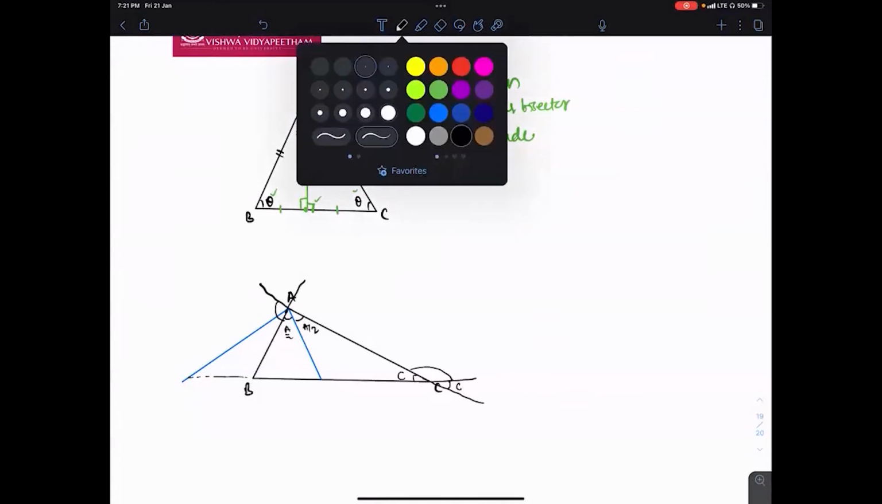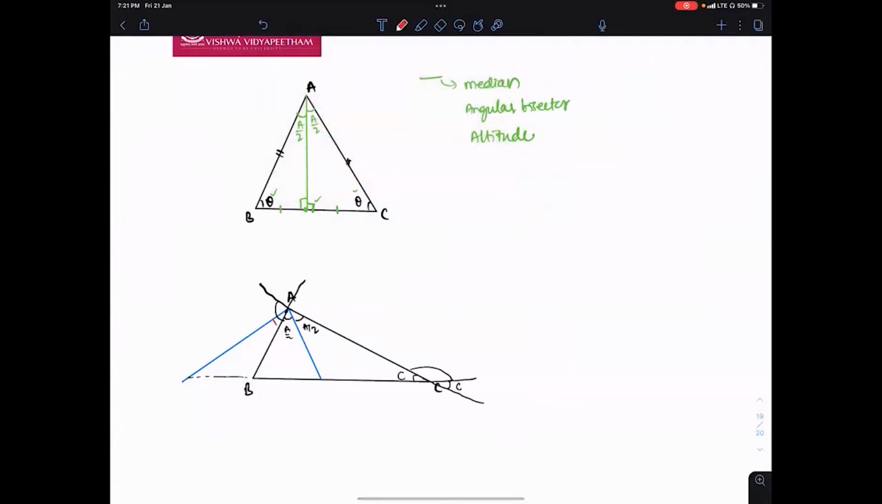Now the important point here is the angle between the internal angle bisector and the external angle bisector is 90 degrees. That means if the internal angular bisector slope is m, the external angular bisector slope will be minus 1 by m. Keep that in mind.